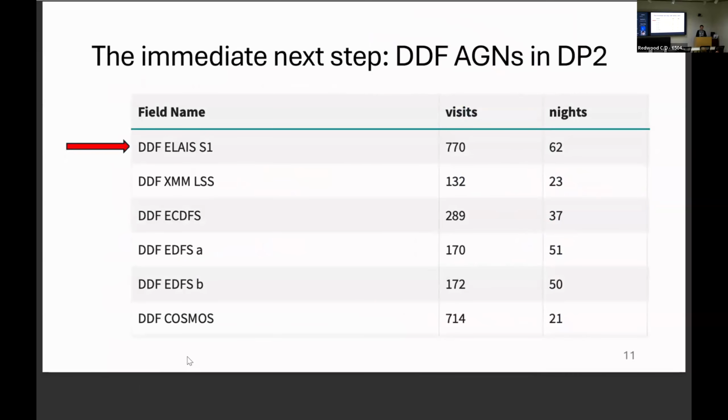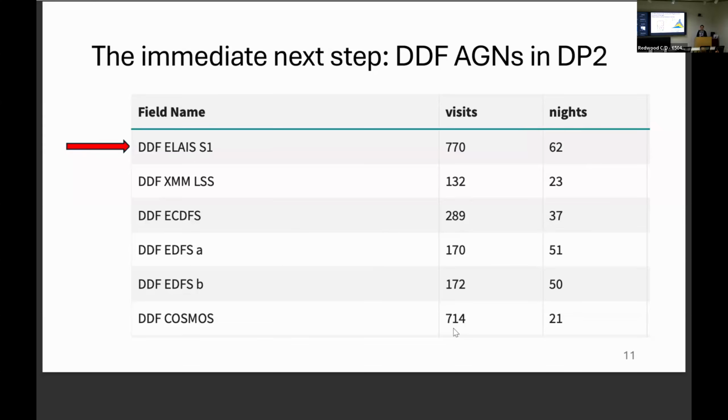But by now, we have DP2, and we are still continuing to improve the data infrastructure in the deep drilling fields. For this purpose, I want to highlight the DDF ELAIS-S1 field. It is not as famous as COSMOS, but it's still a very important deep drilling field. This is the DP2 visits and nights from LSST. You can see that ELAIS-S1 has the highest number of visits and nights. The comparable one would be COSMOS. They both have over 700 visits, but the COSMOS time span is very short. So if you want to do AGN variability, then ELAIS-S1 is still the best.